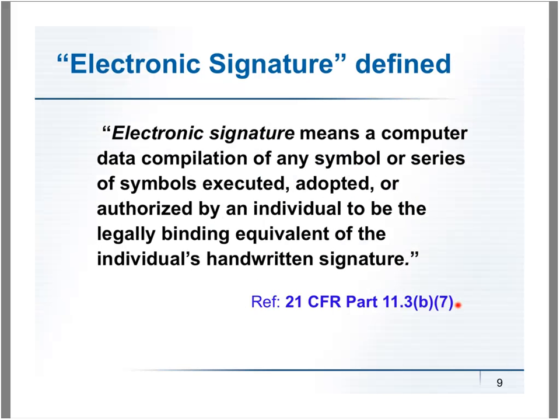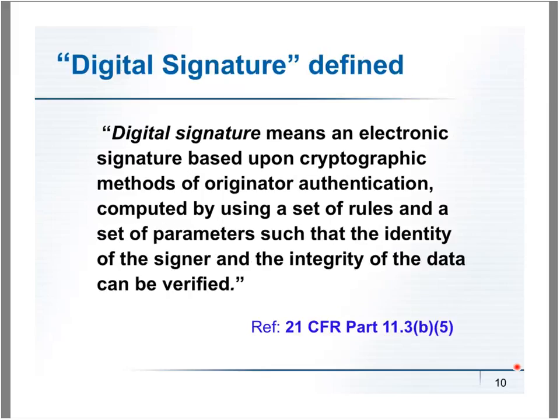The electronic signature, this is a definition, specifically delineates how whatever system you end up using is the legally binding equivalent of the person's handwritten signature. This is the definition of an electronic signature as per the definitions in Part 11. The digital signature is another way of saying however you set up the identity of the signer and the integrity of the data is verifiable. A digital signature means that I have signed it, and the identity of the signer and the integrity of the data can be proven. If you think about paper, any time the PI or somebody signs something, that's their signature, and we can prove that it's their signature. Well, you've got to be able to do that electronically.